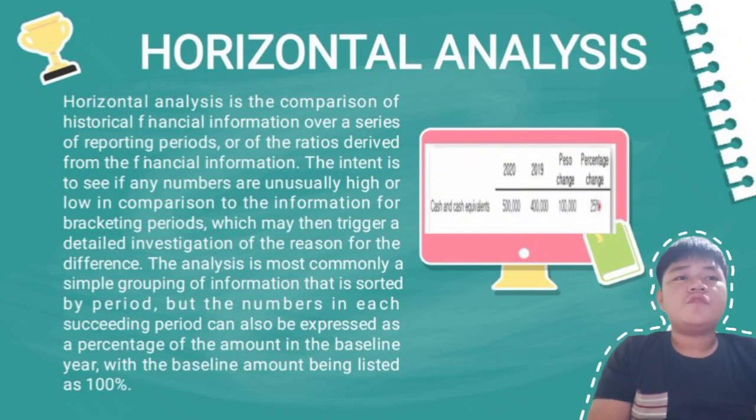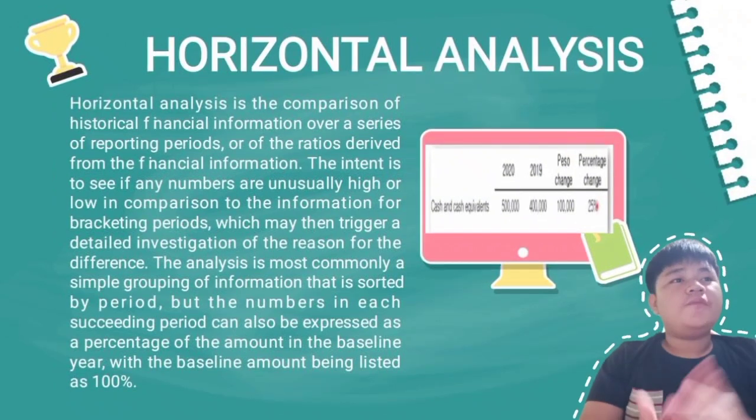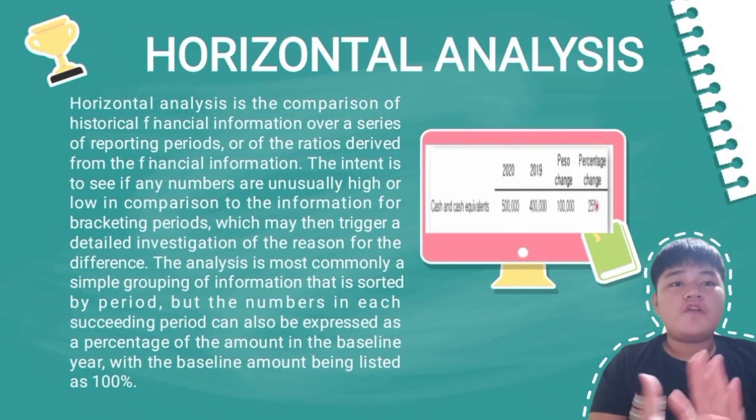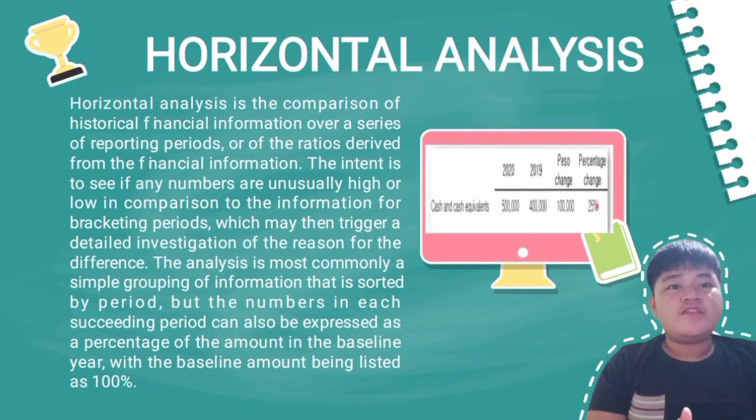The analysis is most commonly a simple grouping of information that is sorted by period, but the numbers in each succeeding period can also be expressed as a percentage of the amount in the baseline year, with the baseline amount being listed as 100%. The picture shows the format of horizontal analysis, which is horizontal, and the content is the transaction, current year, prior year, peso change, and percentage change.